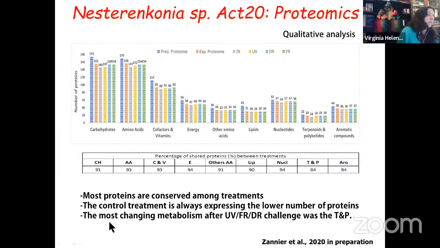The one that is most changing metabolism is the one for terpenoids and polyketides, which I found interesting because maybe the secondary metabolite is then used to overcome somehow this UV stress or challenge.